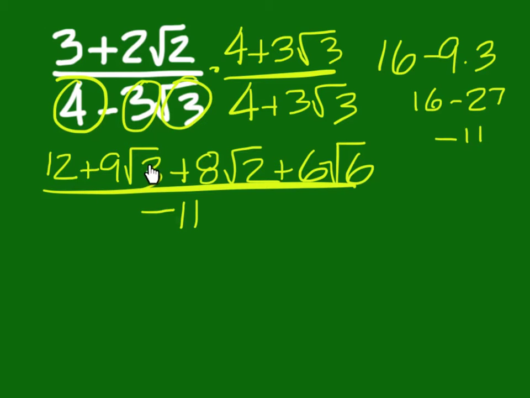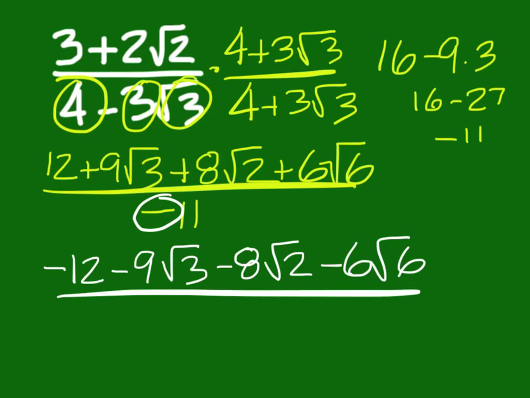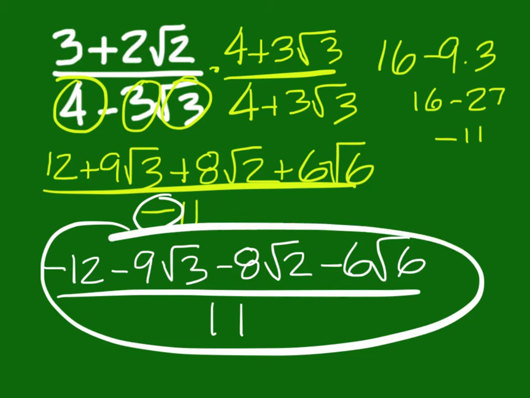Now go back and investigate the radical terms. You have 3, 2, and 6. They can't be simplified. You have 12, 9, 8, 6, and 11. We can't factor out anything there. But we can get rid of the negative sign on the denominator by making everything change signs. So it's negative 12 minus 9 square root of 3 minus 8 square root of 2 minus 6 square root of 6 over 11.